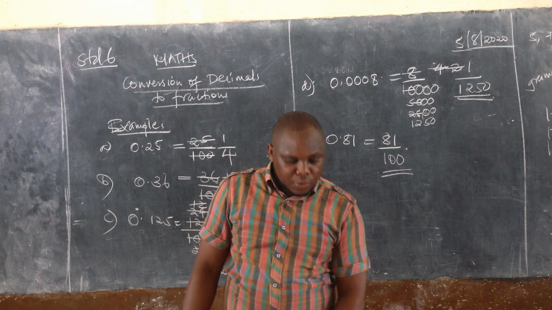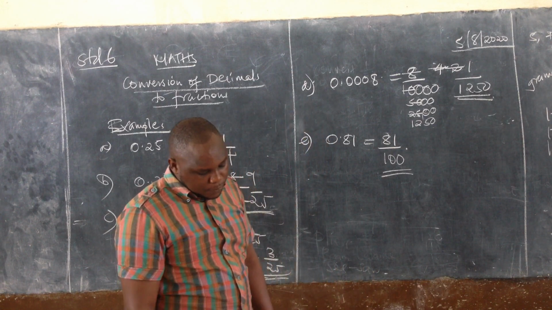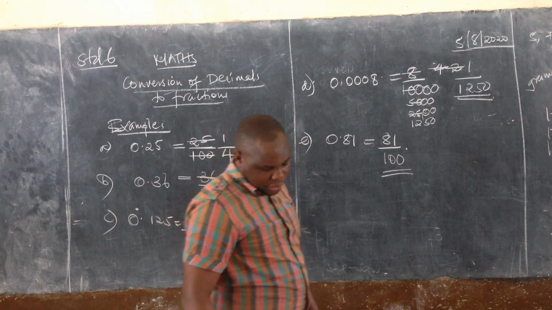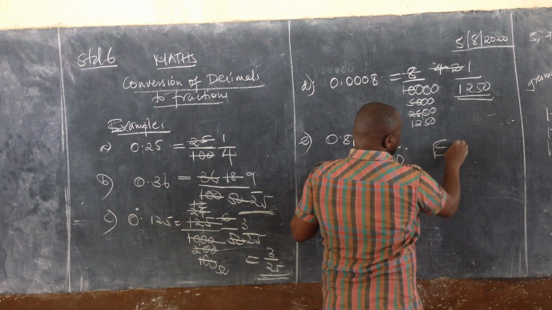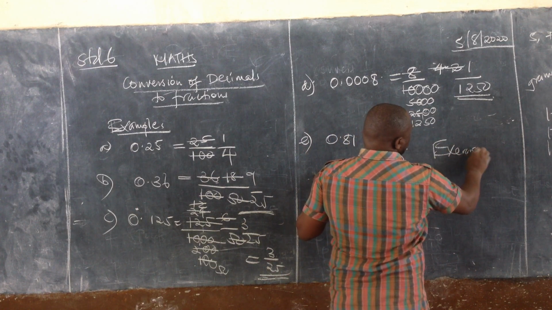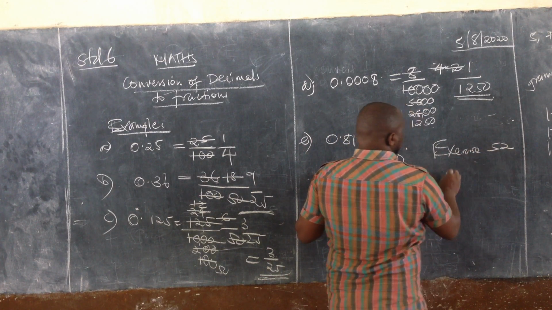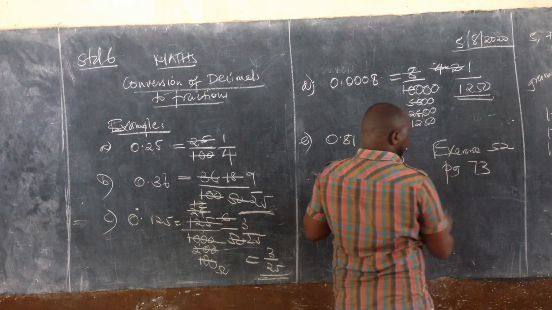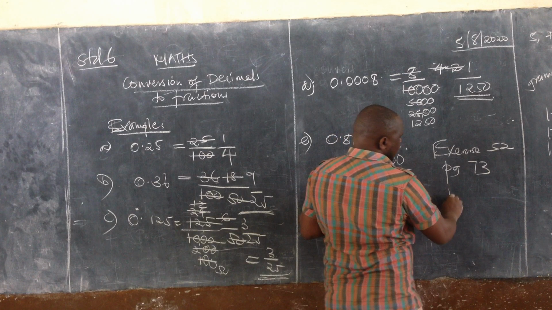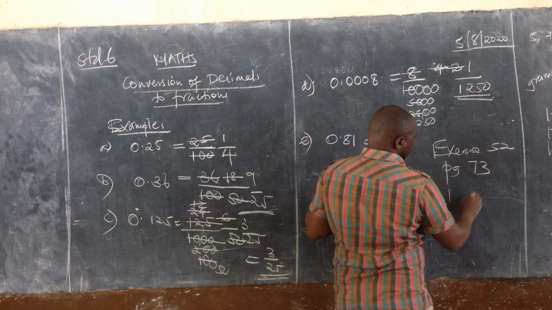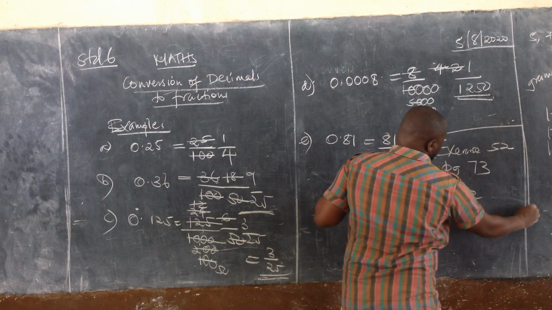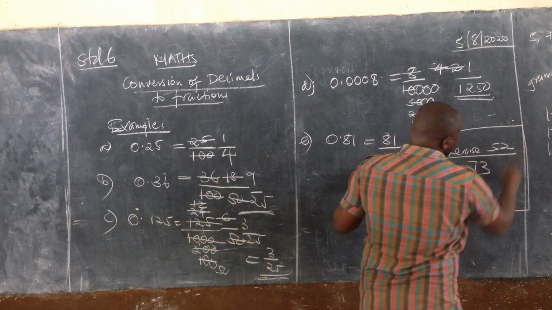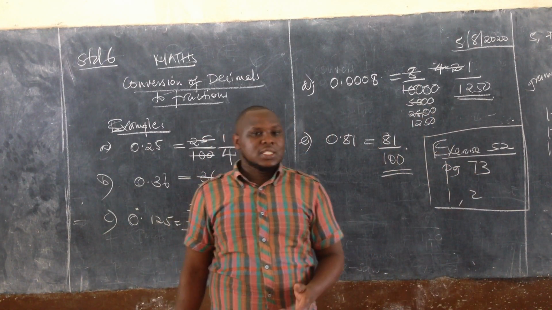So I want to leave you with those remaining questions. There are not so many of them. So you're going to do exercise 52, that is going to be found on page 73. And you're going to do only number 1 and 2. Number 1 and then number 2, all of them. Do those two numbers and you realize that conversion of decimals to fractions is something simple.